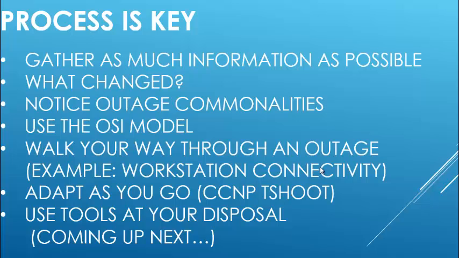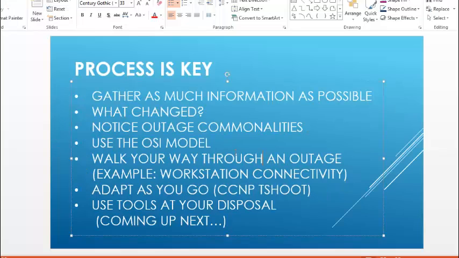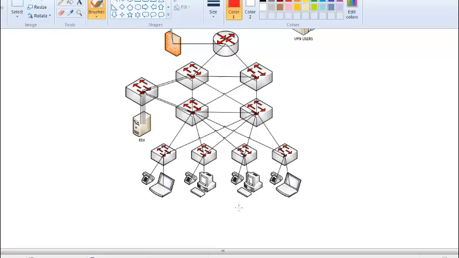The next bullet point, actually the next two bullet points, go hand in hand: using the OSI model and walking your way through an outage. I just covered walking your way through an outage at the end of that last portion, but using the OSI model, for example, if user A down here reports that he's having some data connectivity issues, the first thing you're going to want to do is have user A check his computer and make sure he's got link light from his cable.